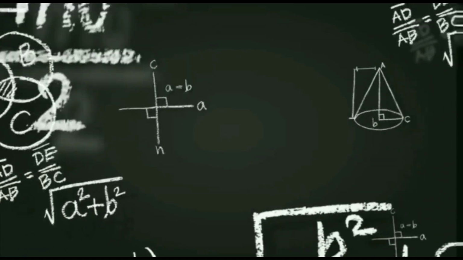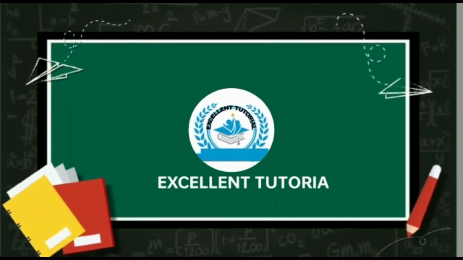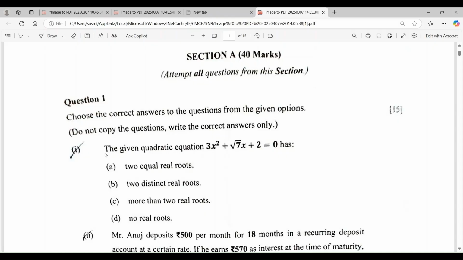Let's dive into the solutions. Let's begin with Section A, where we will solve multiple choice questions with proper explanations. Question 1. The quadratic equation 3x square plus root 7x plus 2 is equal to 0 has two equal roots.